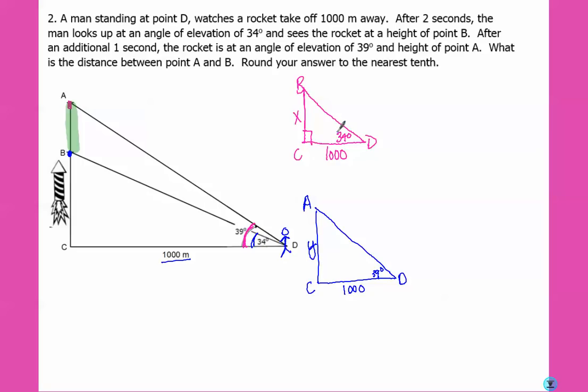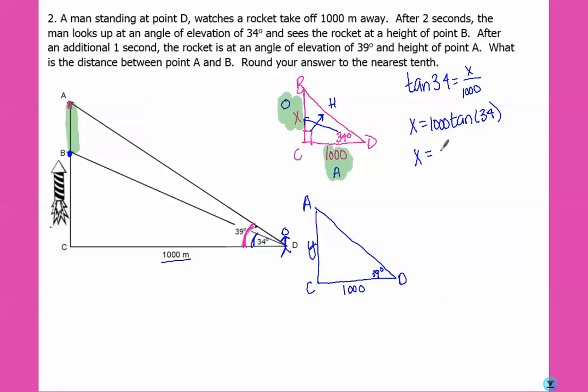So let's set up this triangle. Opposite, hypotenuse, adjacent. We need to know our opposite, and we know our adjacent, so we're going to use tangent. Tangent of 34 equals x over 1,000. So x equals 1,000 times tangent of 34. So x equals 809.8 meters.